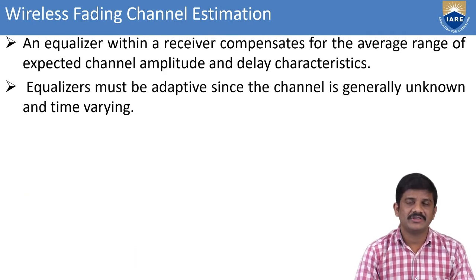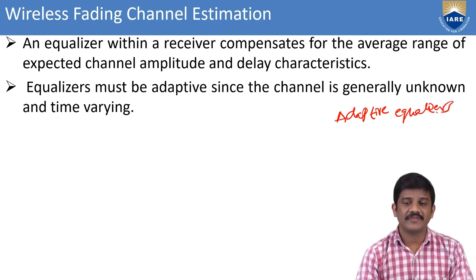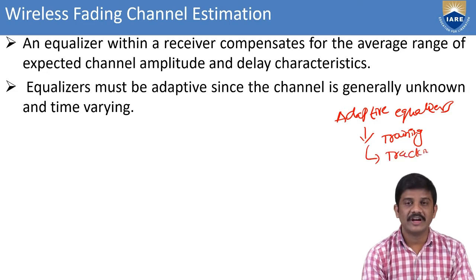Coming to an equalizer within a receiver, it compensates for the average range of the expected channel amplitude and any delay characteristics. That is what we do with equalization. Mainly we are considering adaptive equalizers here. In the adaptive equalizer we have training and tracking. Training, and the next one is tracking. We go for these adaptive equalizers.